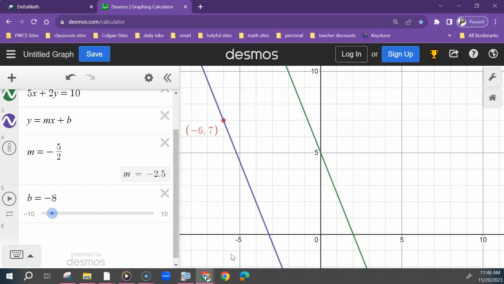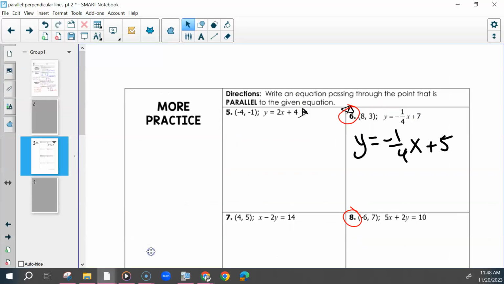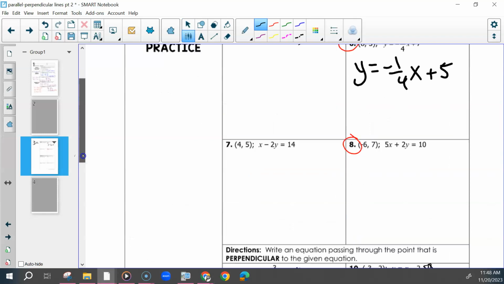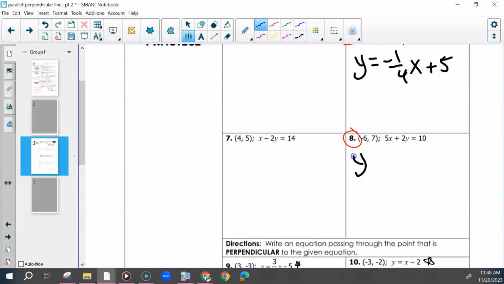Alright, so our equation would be y equals negative 5 halves x minus 8. Oh, here. So negative 5. Oh, right.